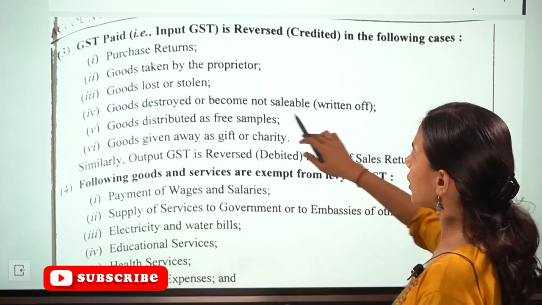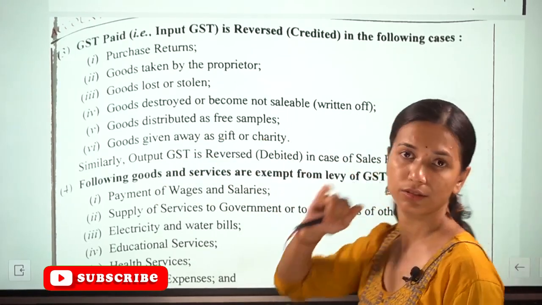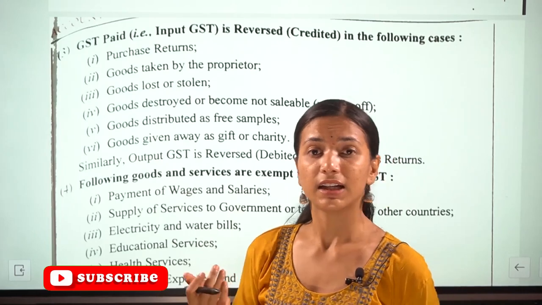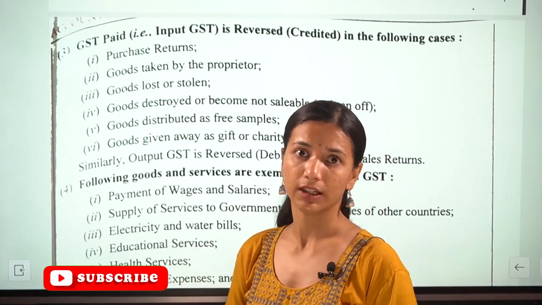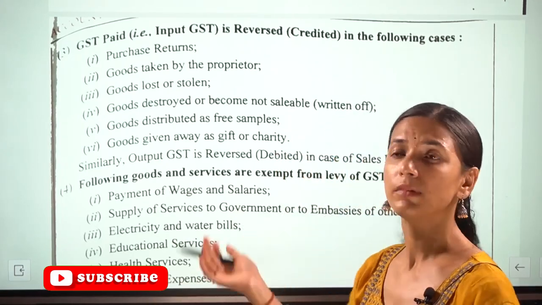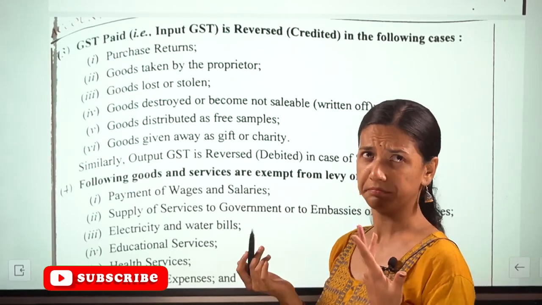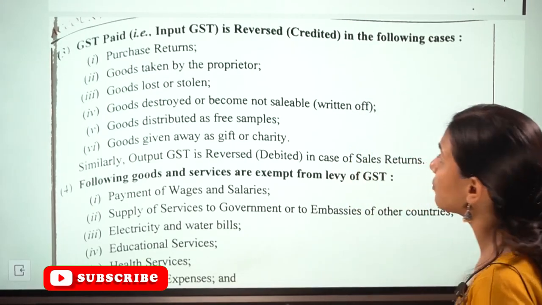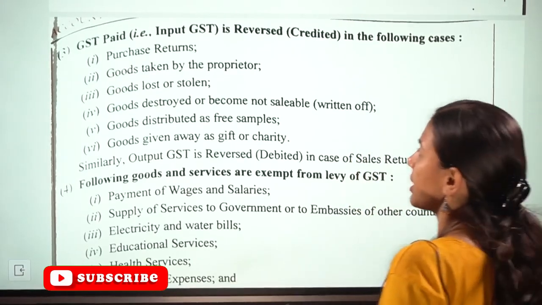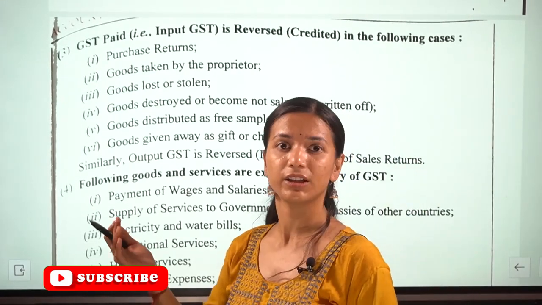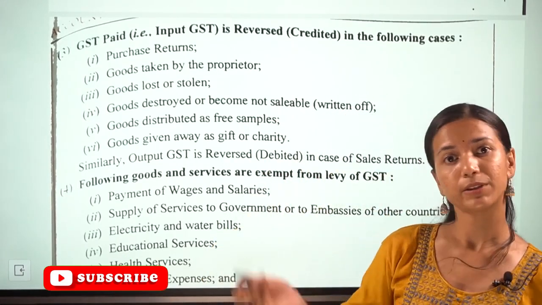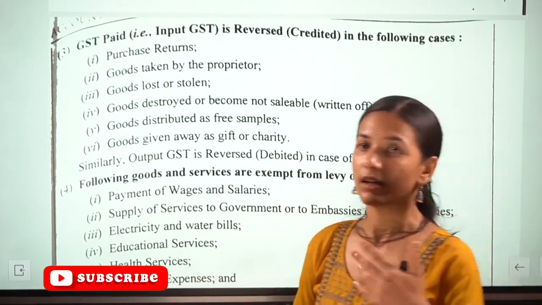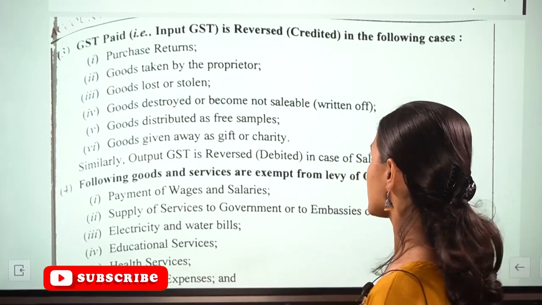Next, goods destroyed or become not saleable. Whatever goods that are written off, that cannot be sold again, because these are destroyed by some uncertain events. Next we have goods distributed as free samples. Free samples are for advertisement. For that purpose also your input GST will be credited.